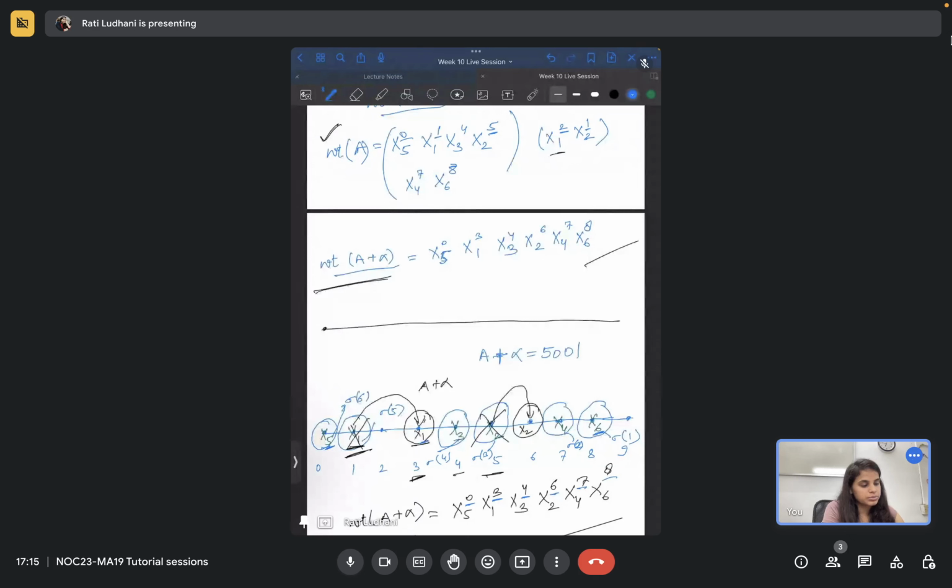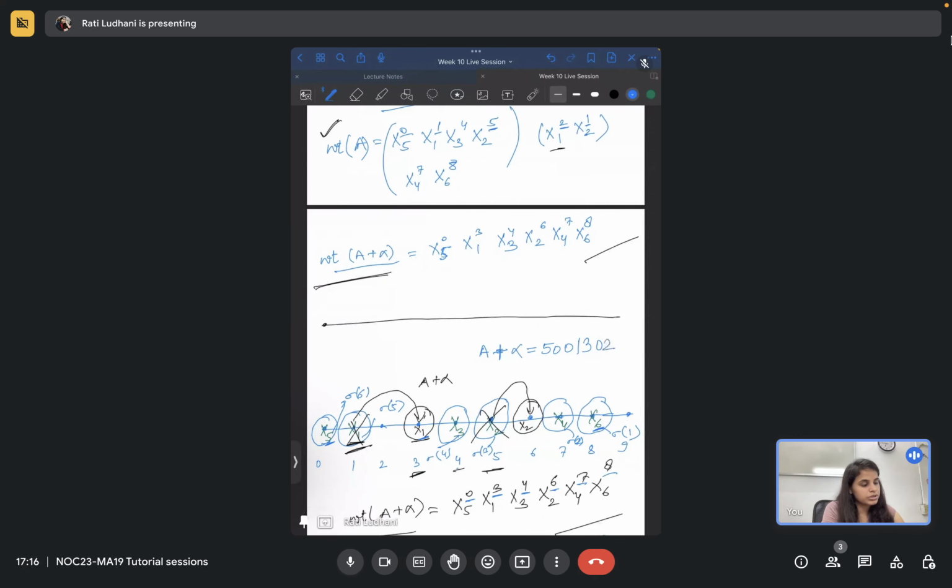At position 4 we have 3. At position 5 is now 0. At position 6 is now 2. At position 7 is 4. At position 8 is 6, and now 0, 0, 0. So this is your a plus alpha. If you write it in this form, this is your a plus alpha. Is that clear? How are we getting it?